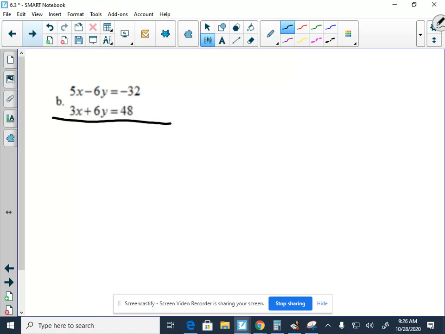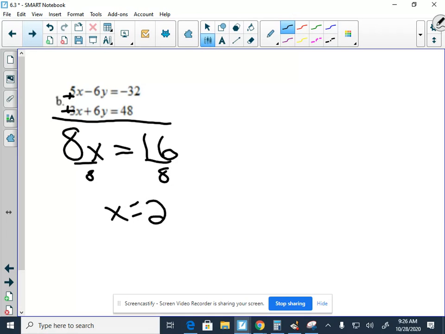So we're just going to draw the line and we're going to start adding down the columns. Remember, this is a positive 5x, that's a positive 3x. So we can add those together and we can get 8x. Now use your calculator if you have to, but it's negative 32 plus 48. So, if you need a calculator, do grab one. But that ends up being 16. If we divide each side by 8, x is 2.